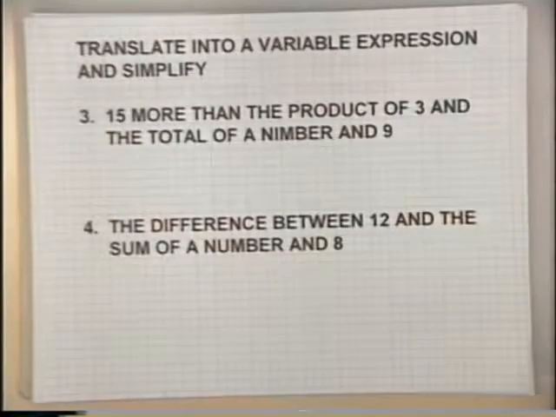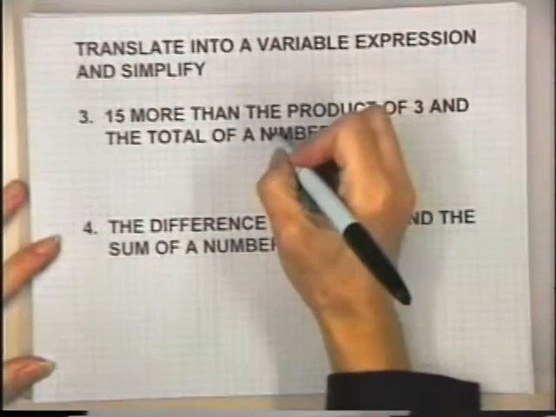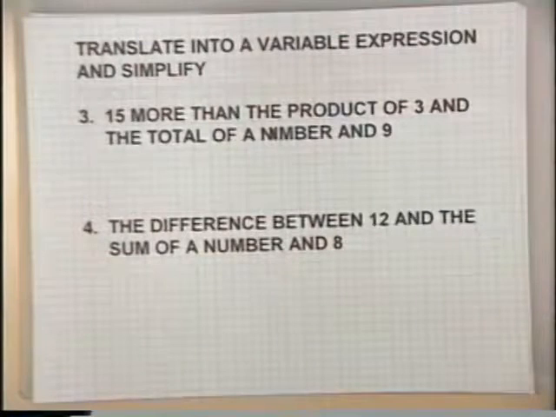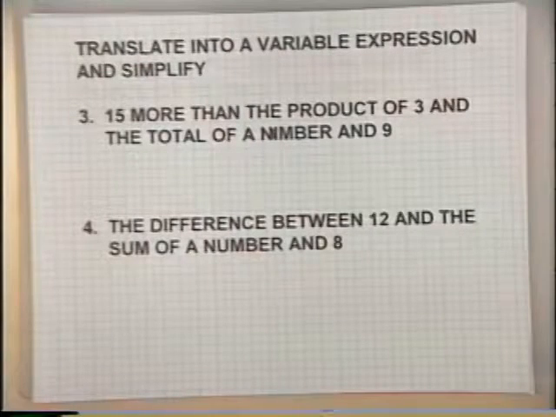Number 3. 15 more than the product of 3 and the total of a number and 9. I just noticed a misprint here. That should say number right there. Let me correct that. 15 more than the product of 3 and the total of a number and 9.